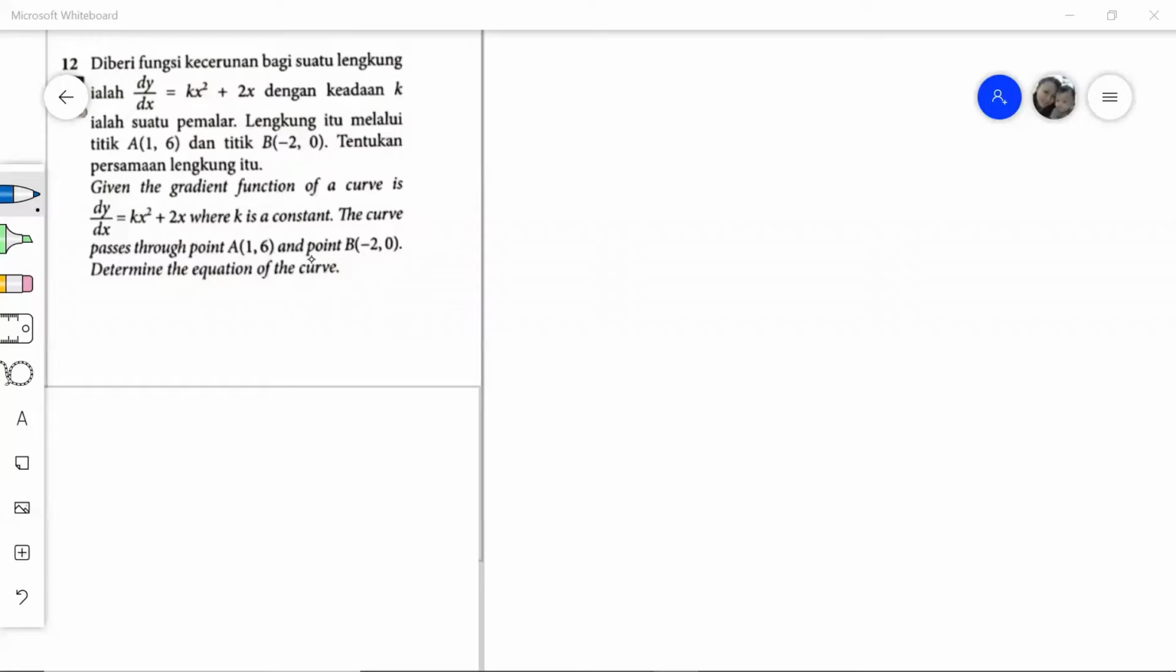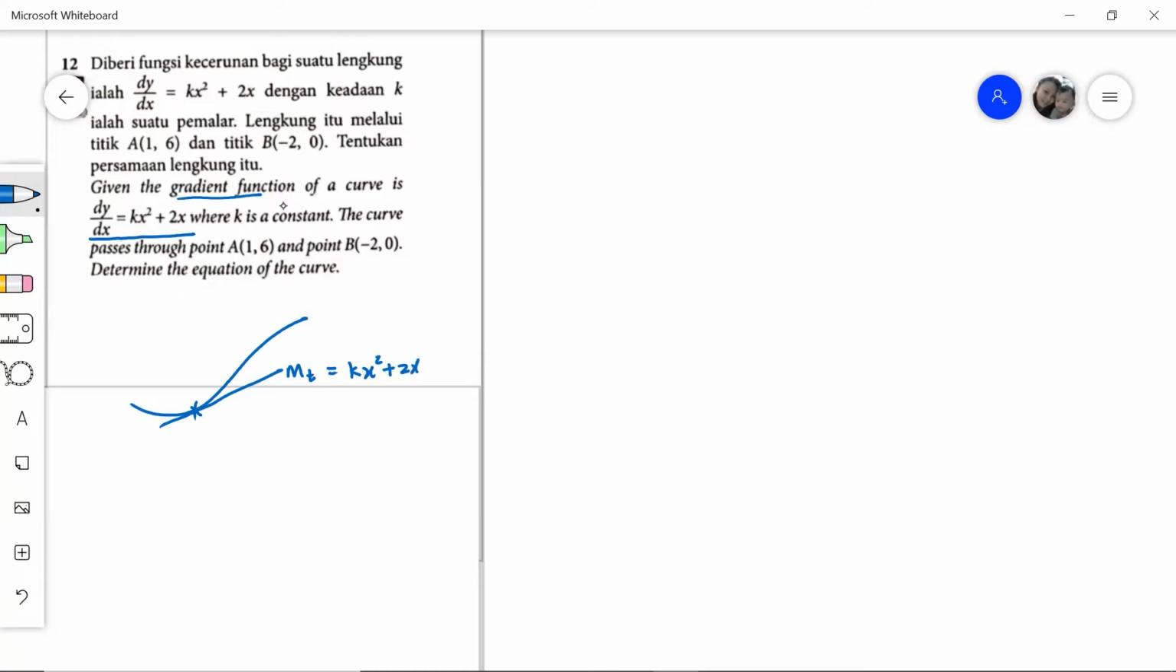Hi everyone, this is practice formative of chapter 3, question number 12. Given the gradient function is dy/dx equals kx squared plus 2x. Whenever I see this one, I will just sketch the curve. What I have in hand is the gradient of the tangent, and the gradient of the tangent is given by kx squared plus 2x.